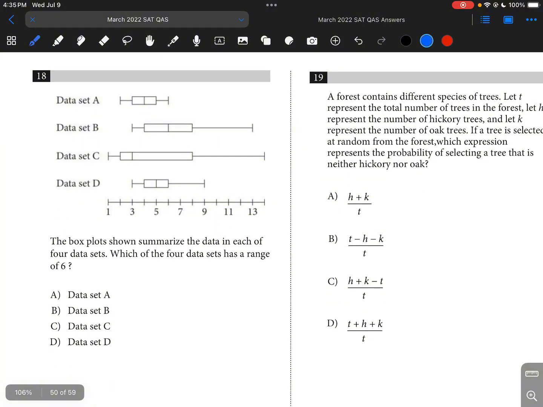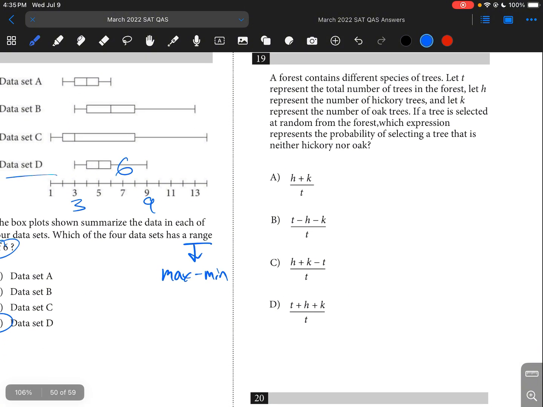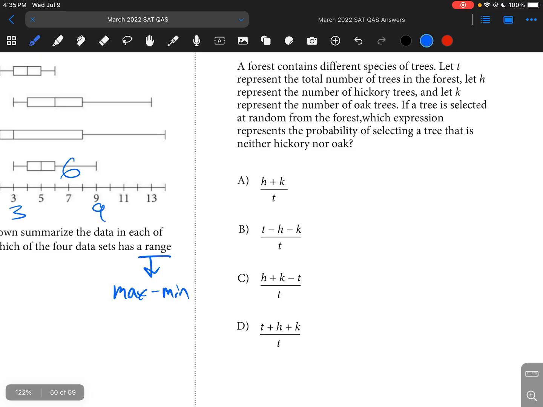18. The box plots summarize data for 4 sets. Which one has a range of 6? So the range is when you take your max minus your min. So let's just go through these. Let's just start on the bottom. So this is 9 is your max, and 3. So the difference between that is 6, and that's exactly what we're looking for. So the answer is D.